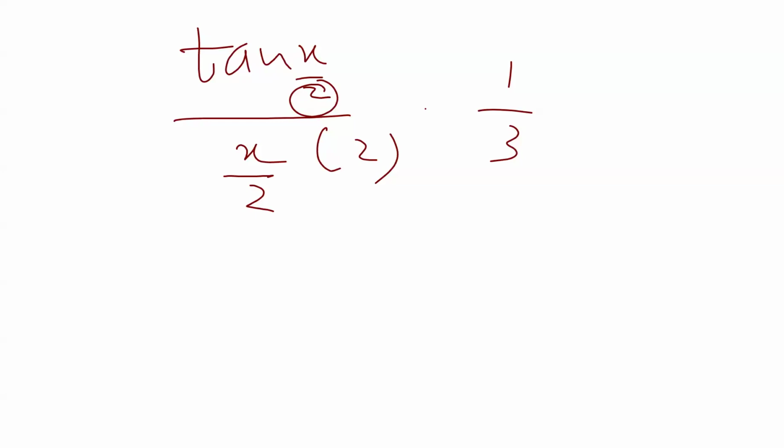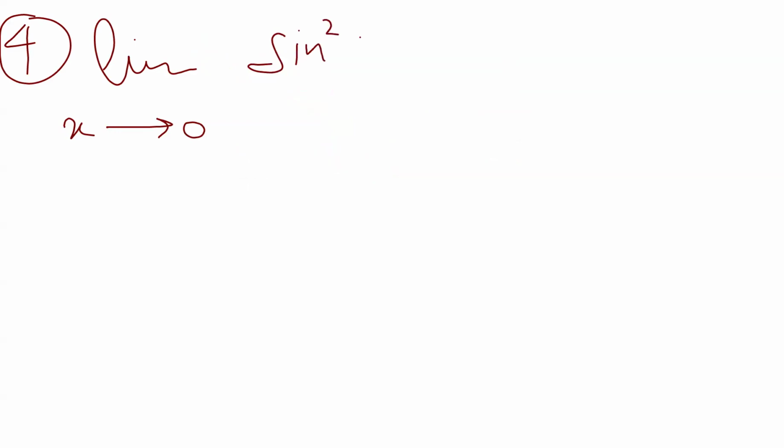Let's go to question number 4. Limit x approaching 0, sine square 5x upon sine 15x. Okay, now there are two sine terms in the numerator.